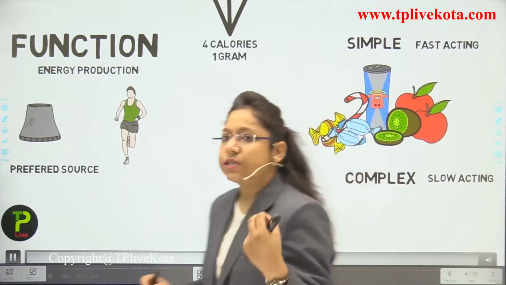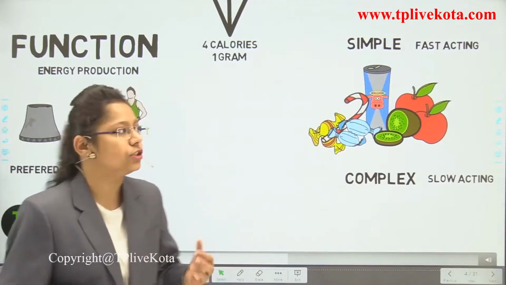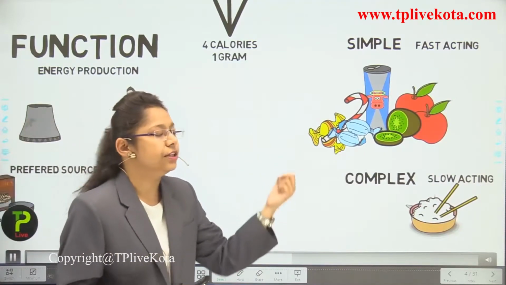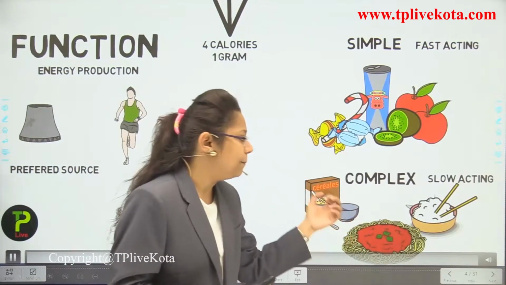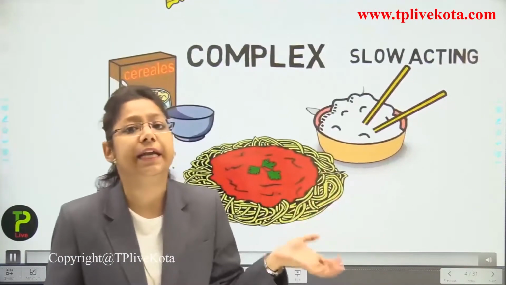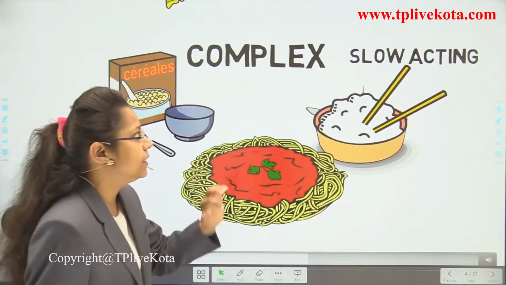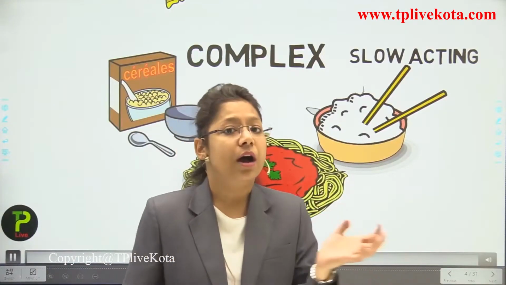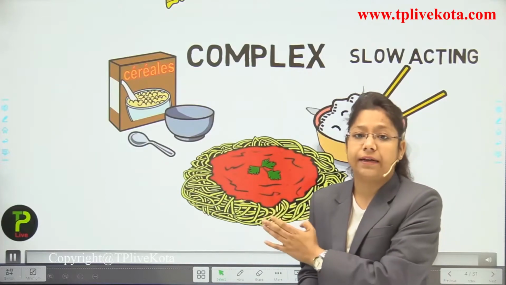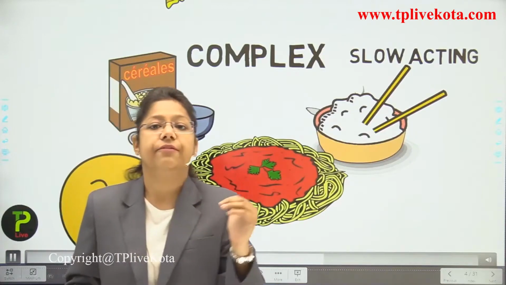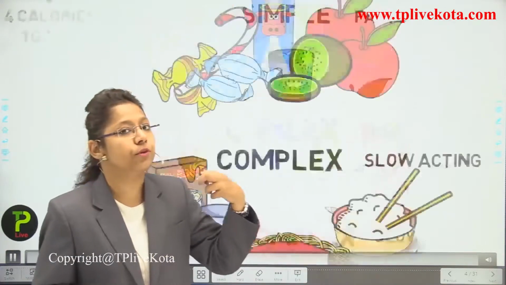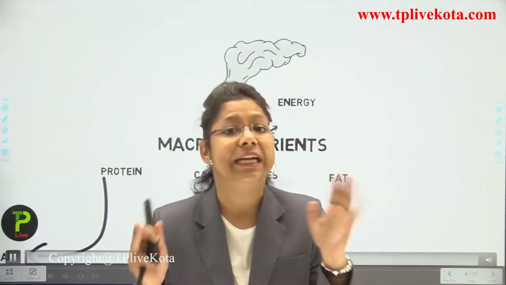If we talk about simple carbohydrates, they act fast. If you are having an energy drink like Red Bull, or fruits or candies, that is simple. If we talk about complex, then the rice or the daily food which you are consuming comes under this category of carbohydrates. But they are slow acting. Now why are they slow acting? Because they are very complex. And when they are complex, the body has to spend more energy to break them down.